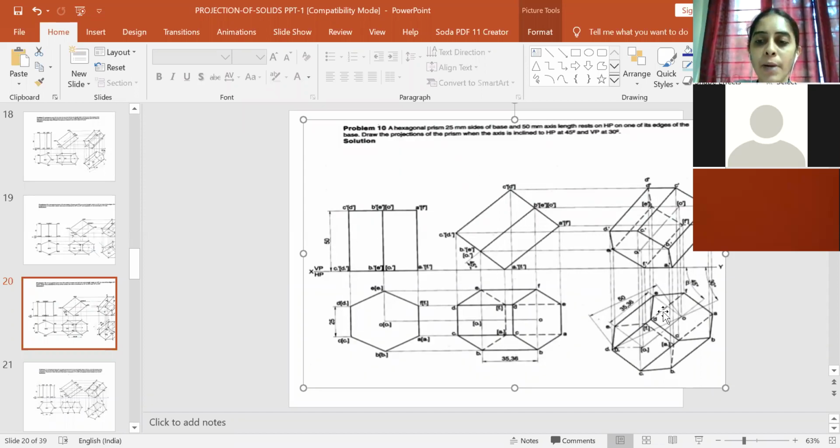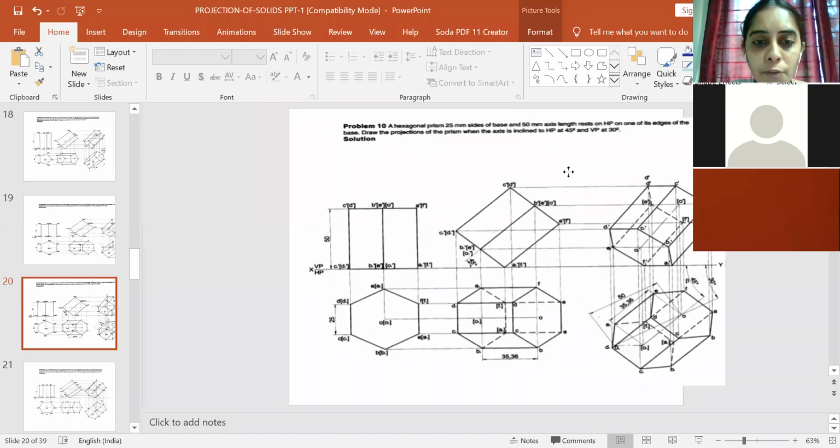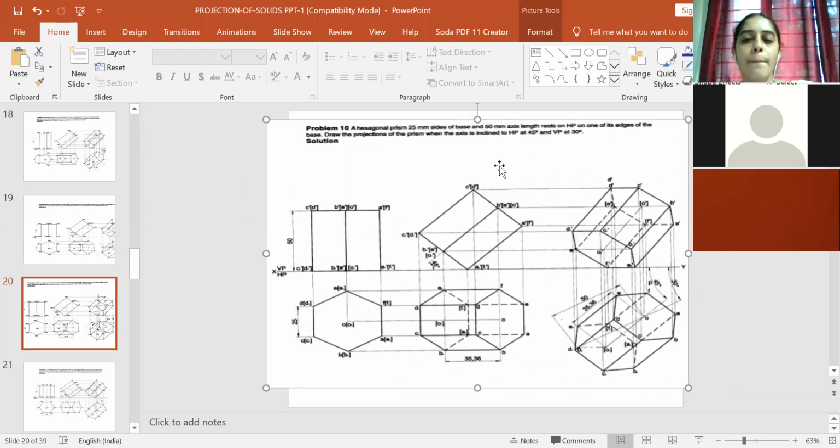So I've just brushed over it. The only thing you have to focus on is how to determine the apparent angle, because it is told the axis is inclined to VP at 30 degrees. So first, you take a 30-degree line, and then you have to check. You can see here the true length of the axis is 50 mm. When it is measured, the apparent length of the axis from O to O1 is just 35.36. Always the apparent length will be smaller than the true length.